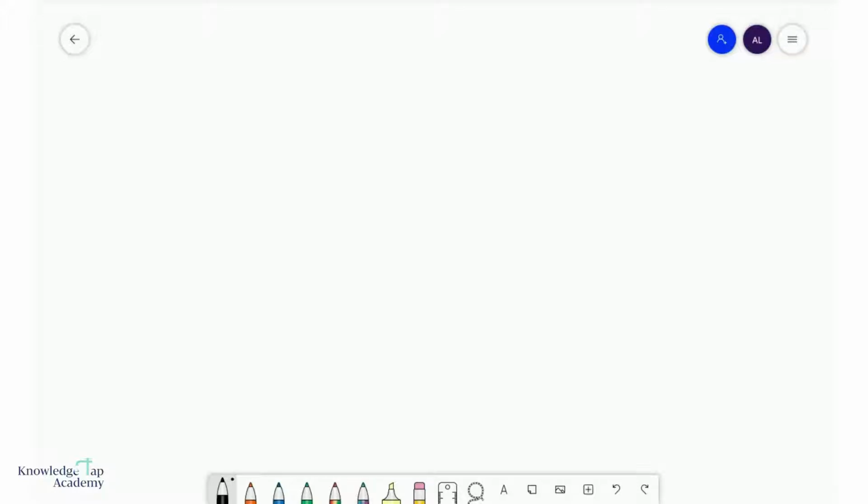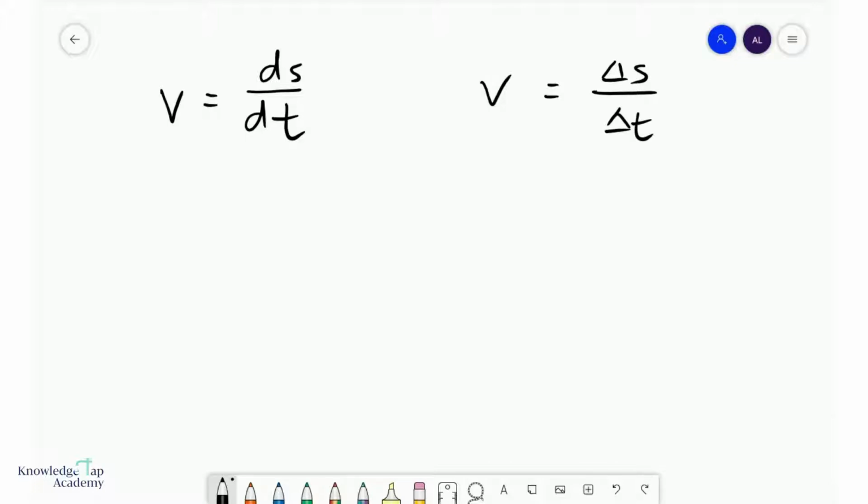Now we're going to explore the difference between average and instantaneous values. If we look at the definition of velocity, v equals ds/dt, but sometimes we may have seen velocity written as delta s over delta t. What is the difference between these two?